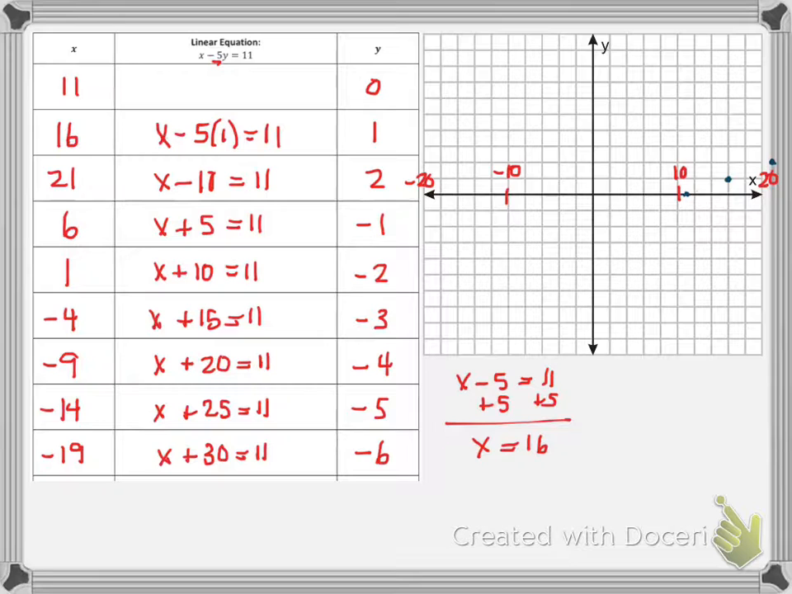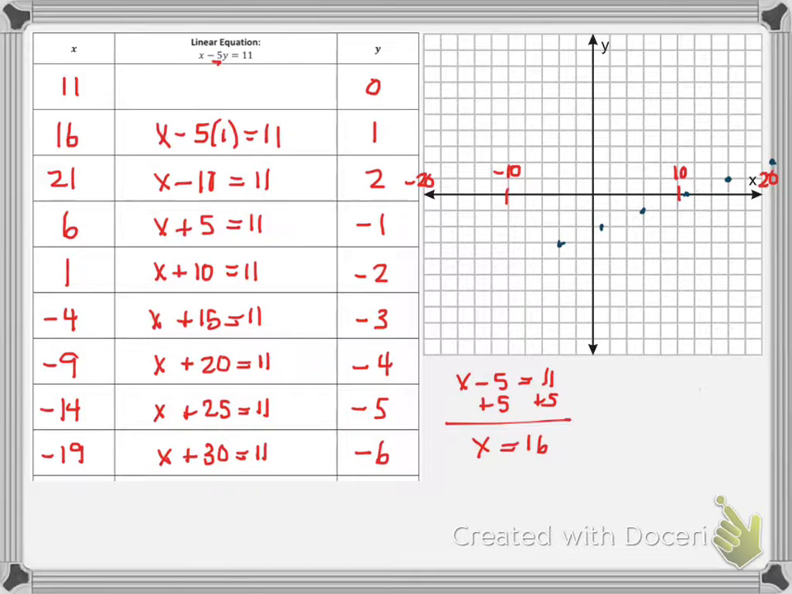And then we went left 1, 6 up. 6 to the right and 1 down. 2, 4, 6, and 1 down. That one's right there. 1 to the right and 2 down is that one. Left 4 and down 3 is here.